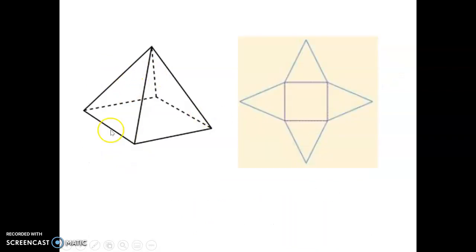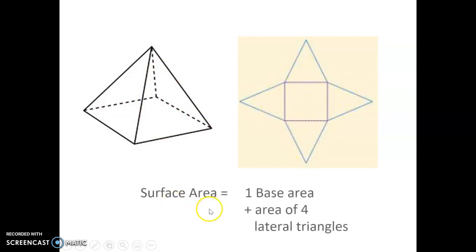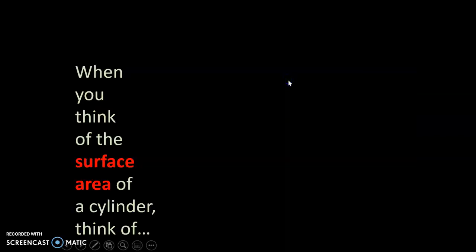Now here we have a pyramid. Same process. Yes, a pyramid is not a prism, but it's still a polyhedron. It still has faces. If we can find the area of all the faces, we have the surface area. So here's the net for that one. We can see the square base and these four lateral triangles. So the surface area here would be one base area, not two anymore, just one, plus the area of the four lateral triangles.